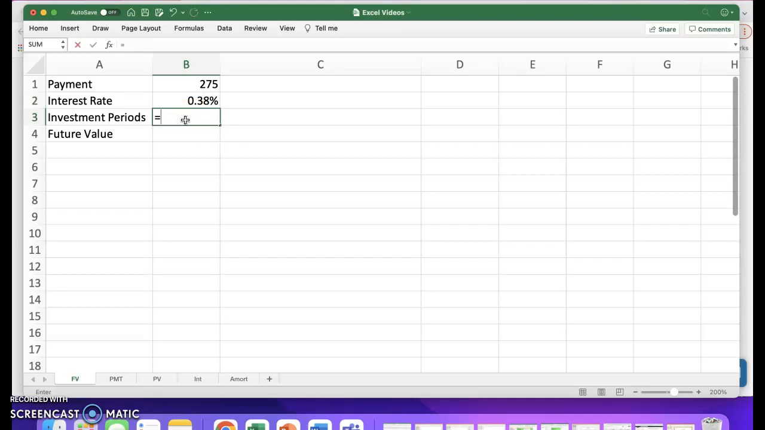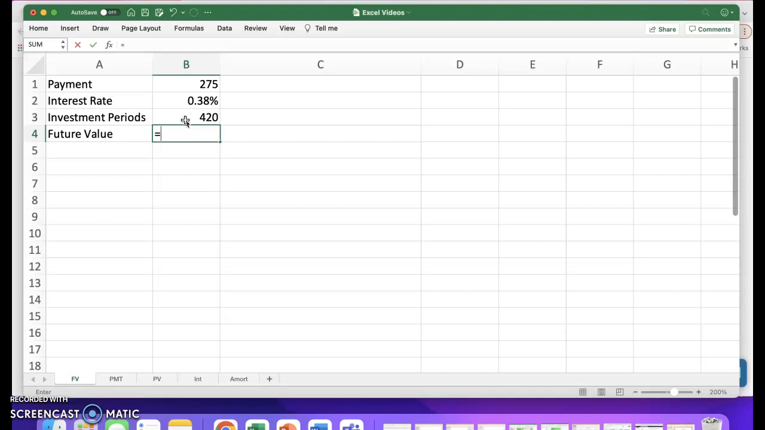Now, investment periods. We are making monthly payments. There are 12 months in a year, and we hope to do this for 35 years. So that means 420 periods. Okay, so I have those things. Now I can put in my future value formula.